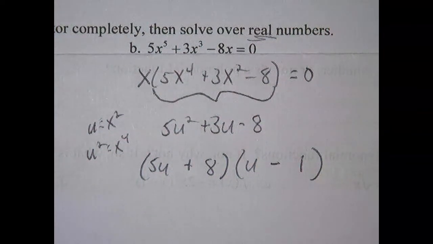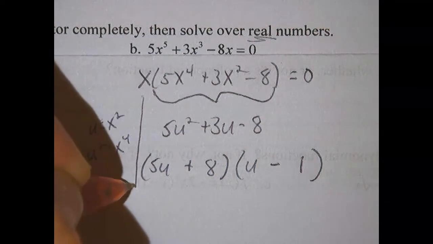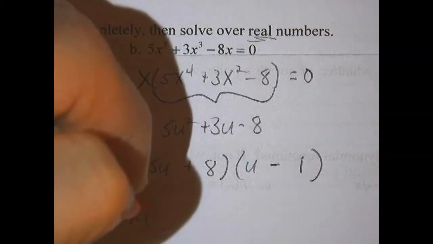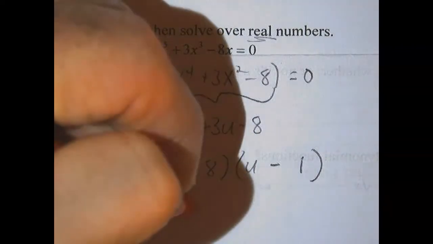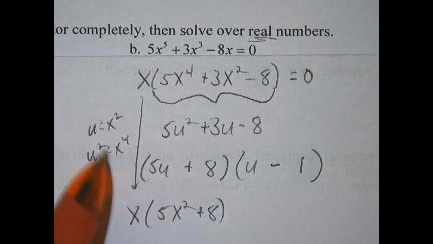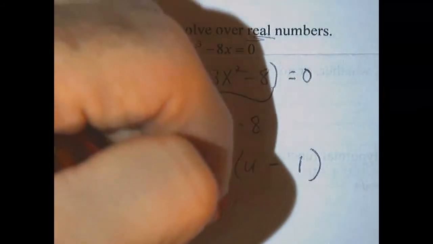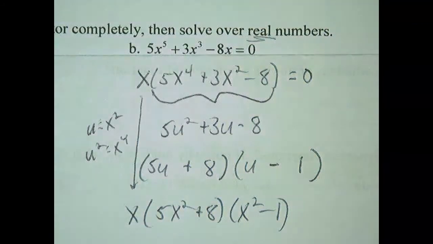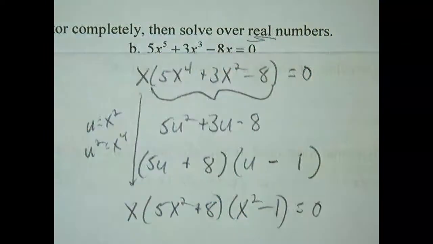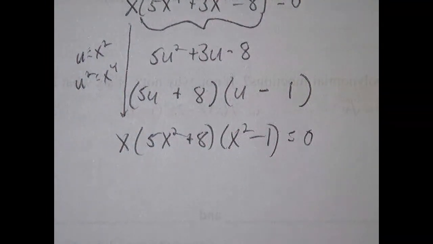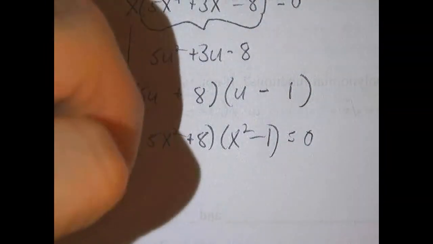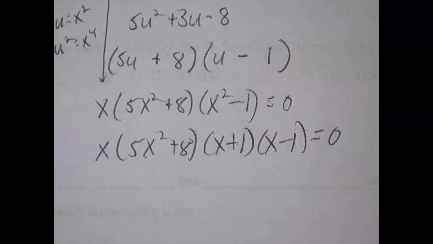Now this is really the x's, so I'm going to carry down the x. So I have x times 5x squared plus 8, I just replaced the u with x squared again, times x squared minus 1 equals 0. Before I do anything else, I want to fully factor. I know that this can be factored more. So I have x times 5x squared plus 8 times x plus 1 times x minus 1. And that equals 0. I look at each factor.